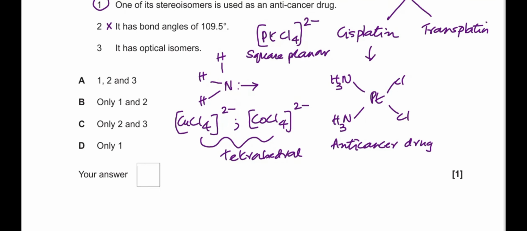Statement 3. It has optical isomers. That is not true. To have optical isomerism, there should be 4 different groups attached to the central atom. Here, there are 2 ammonia molecules attached to platinum and 2 chlorine attached to the platinum atom. Therefore, it can't show optical isomerism. That's also not true. So, in short, this compound shows geometrical isomerism but does not show optical isomerism. Therefore, let's look at the options here. Only one, that is D.